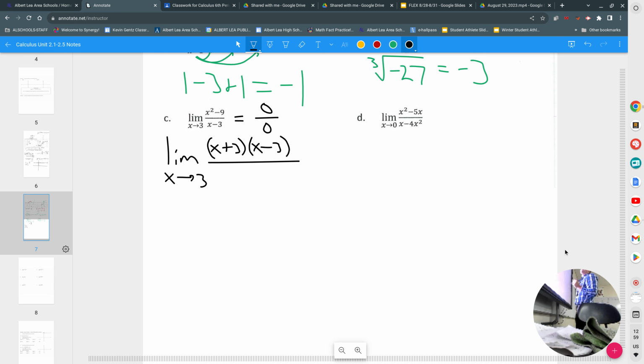So x plus 3 times x minus 3 divided by x minus 3. Notice that the x minus 3 and x minus 3 reduce to 1. I can now plug in the 3, and you get a grand total of 6. Please try the next one on your own.